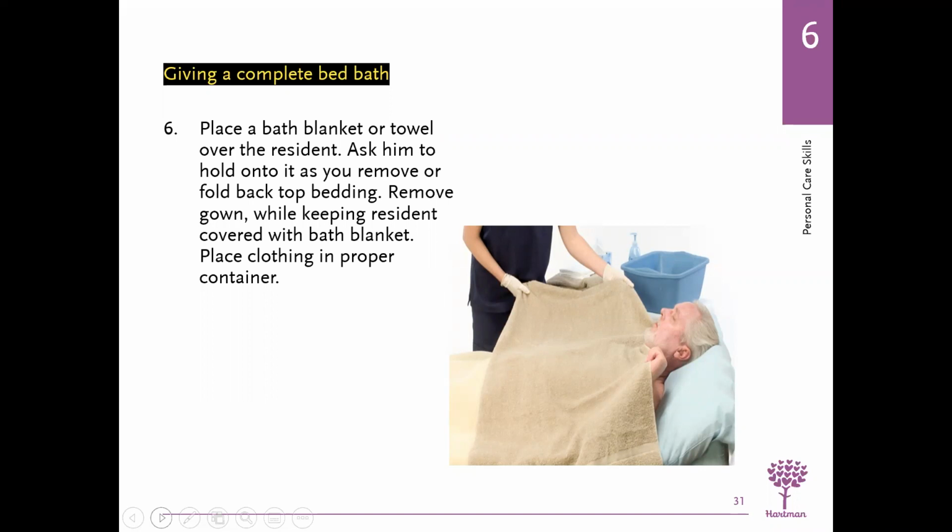This picture is an example of providing a bath blanket or a towel over the resident. You can ask them to hold this so that way you can remove the gown or any sheets or anything that is underneath them. You want to make sure you place any clothing or soiled items in the proper container. We never place soiled linen on floors. We place them directly into the bags or directly into a linen hamper.